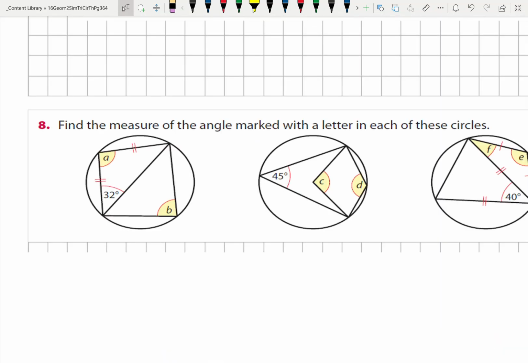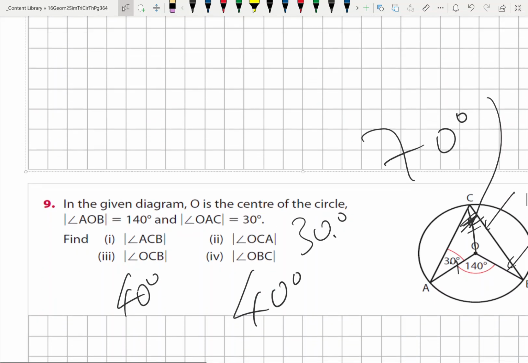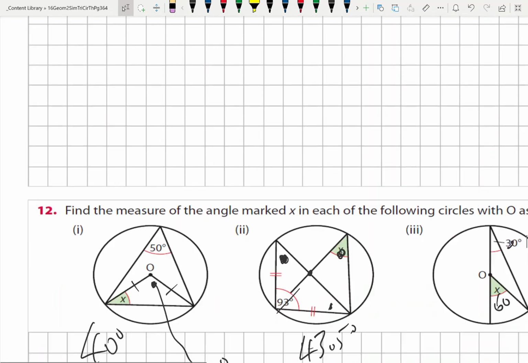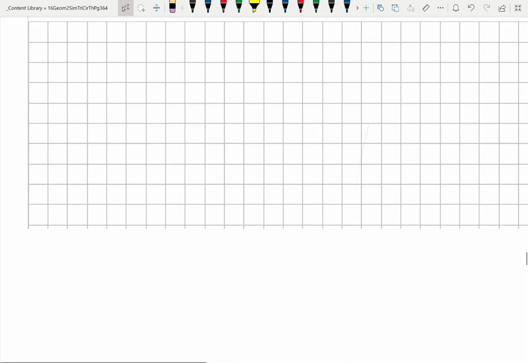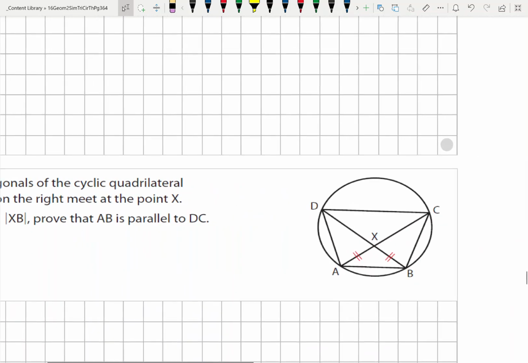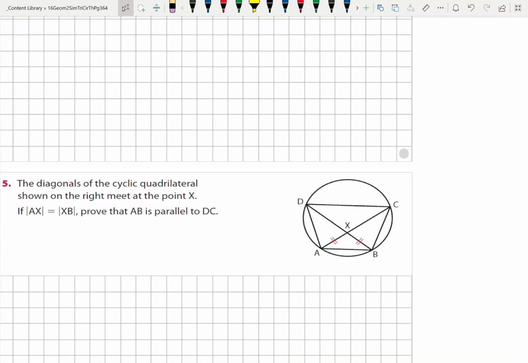So I'm just wondering, is there anything given in here that isn't here? Okay. A cyclic quadrilateral, we can see that anyway, so that's not new. AX is equal to XB is not new because it's given. So we're to prove that AB is parallel. So we're to prove that this is parallel to this.